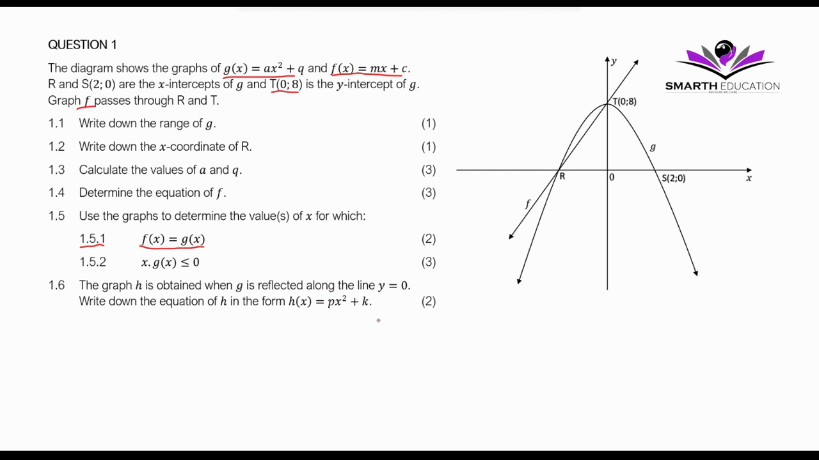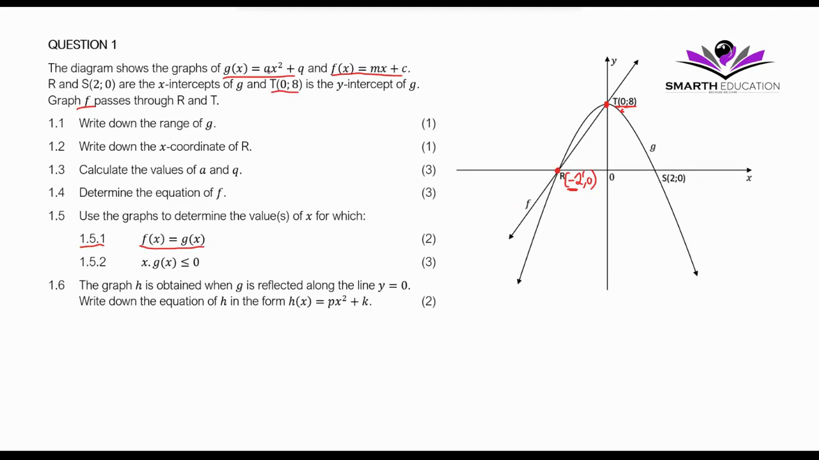Where are the two functions equal? The two functions are equal at the points of intersection. There's no need for calculation here because we've done this already. We found that R is (-2, 0), and then we found that T is (0, 8). So it means these two graphs are equal when x is equal to -2 or when x is equal to 0. Let me show you how to do this algebraically.